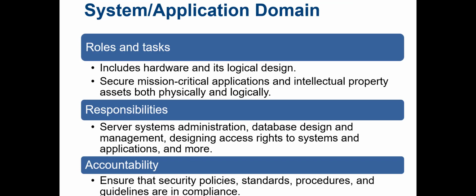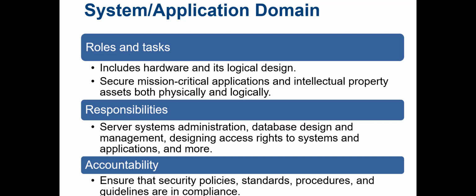Now we look at the system and application domain. This domain holds all the mission-critical systems, applications, and data. Authorized users may have access to many components in this domain. Secure access may require second-level checks. As far as roles and tasks, the system and application domain consists of hardware, operating system software, applications, and data. This domain includes hardware and its logical design. An organization's mission-critical application and intellectual property assets are stored here. So therefore, it must be secure both physically and logically.